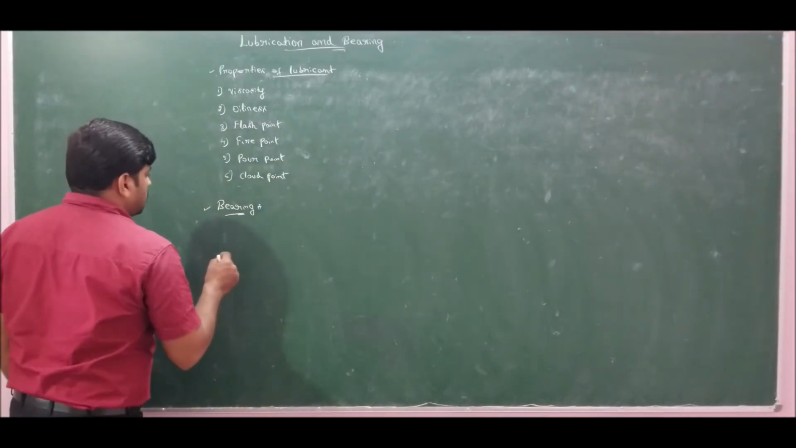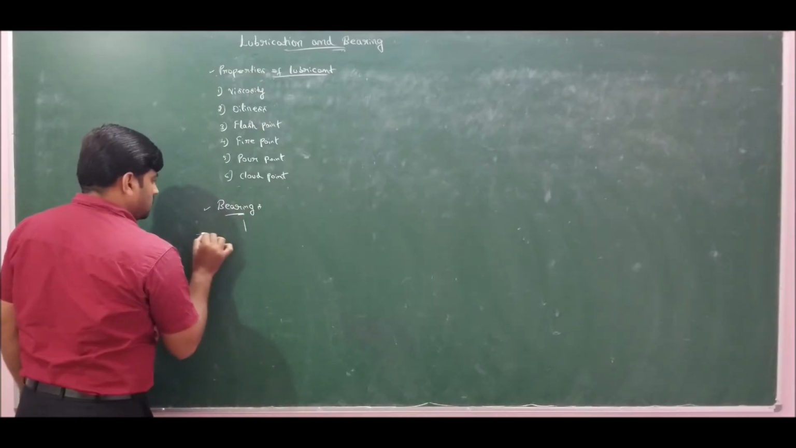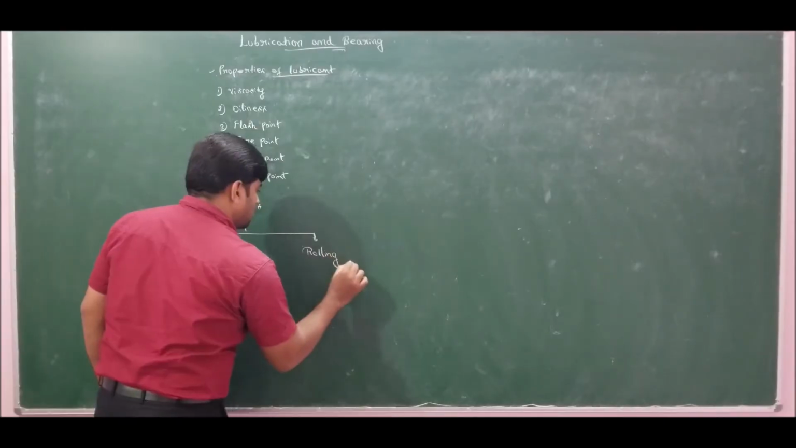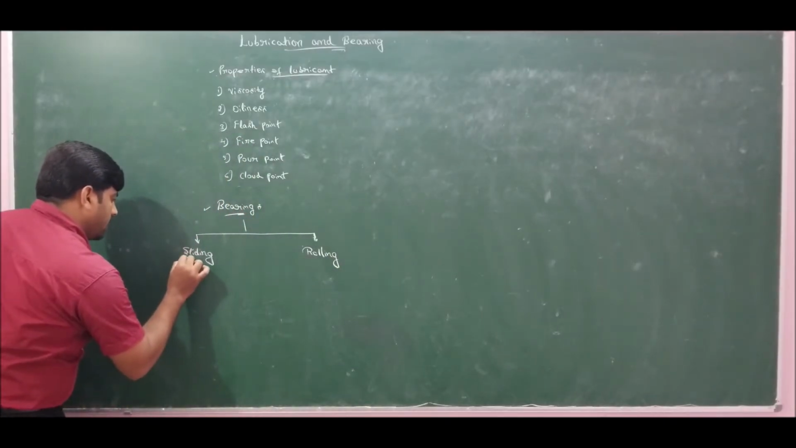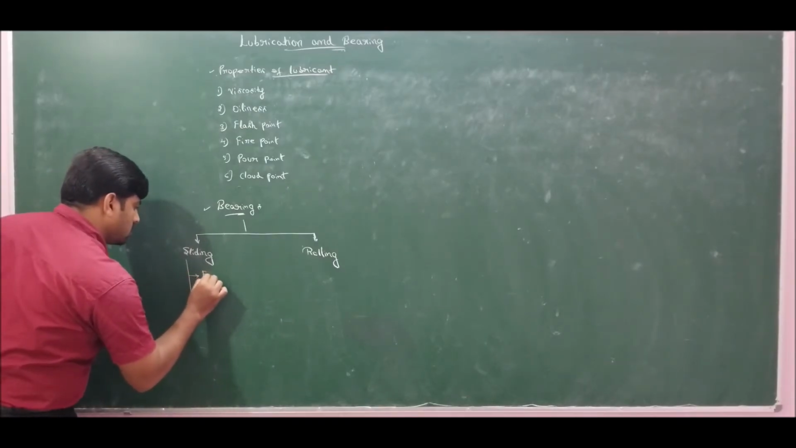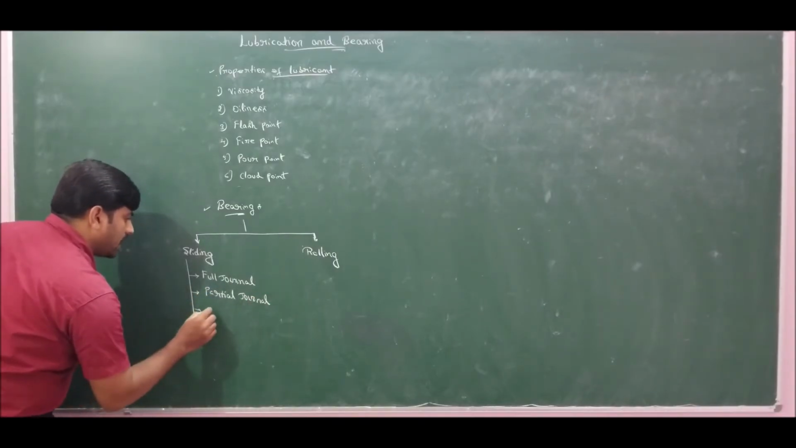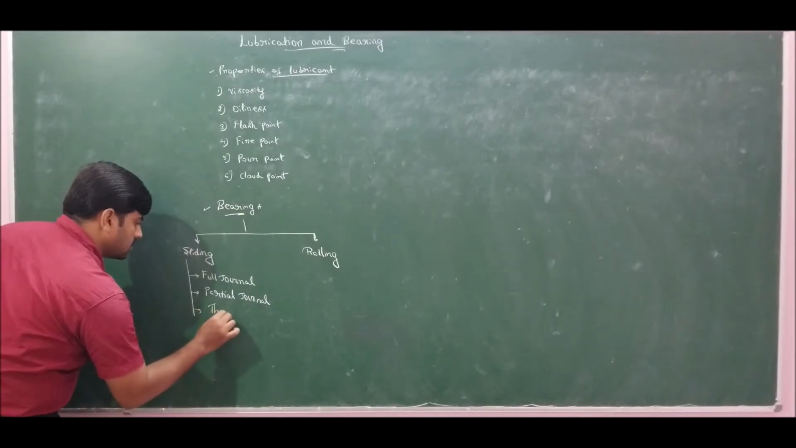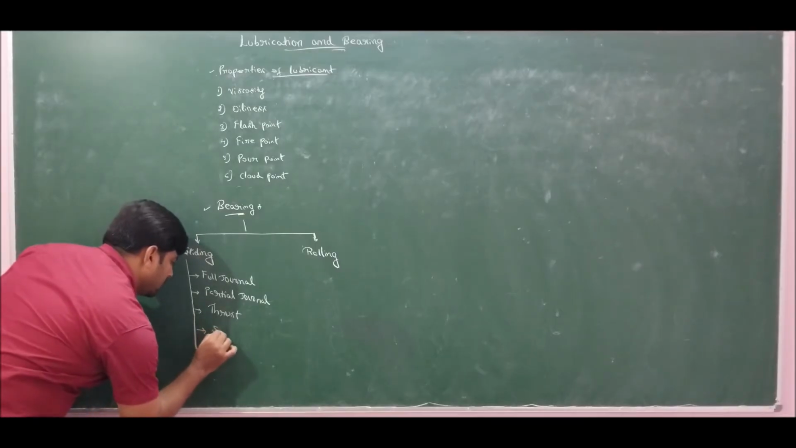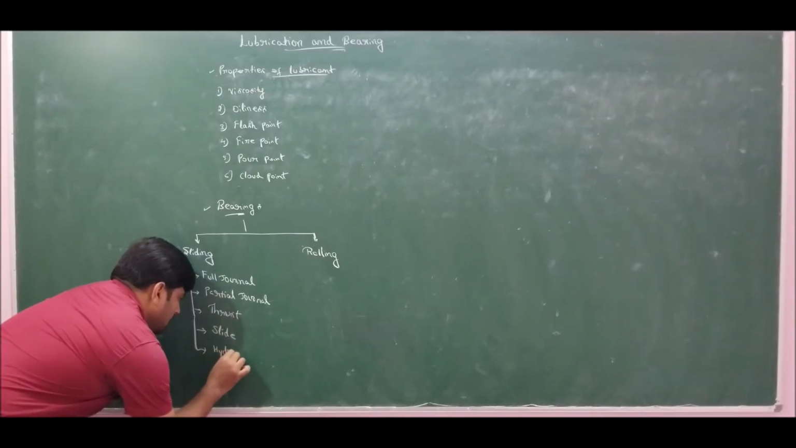Coming to the classification of bearings, we have the broad classification of bearings as sliding bearings and roller bearings. Under sliding bearings, we have full journal bearing, partial journal bearing, thrust bearing, and then we have slide bearing and hydrostatic bearing.